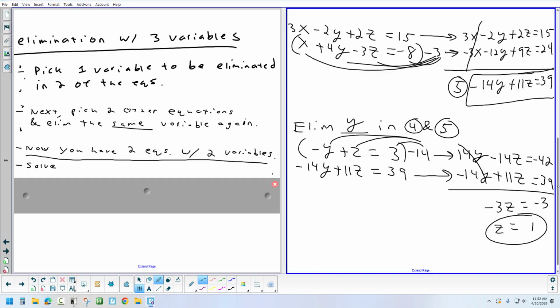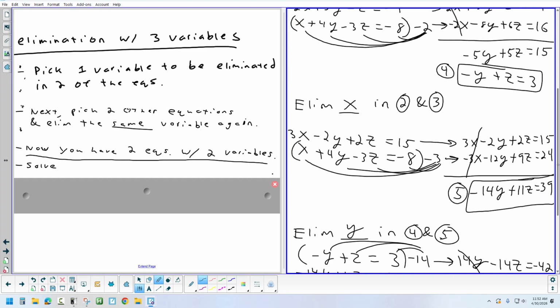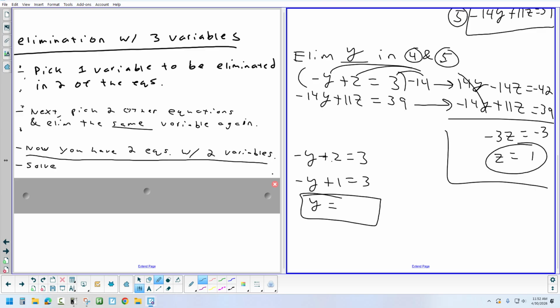Okay. Next letter I would solve for is y. I would take equation 4 and plug it back in. Negative y plus z equals 3. All right, so we got z. Fill in, now that we know z is 1. Negative y plus 1 equals 3. So what's that going to give me for y? Yeah, -2. Right, now we got y.